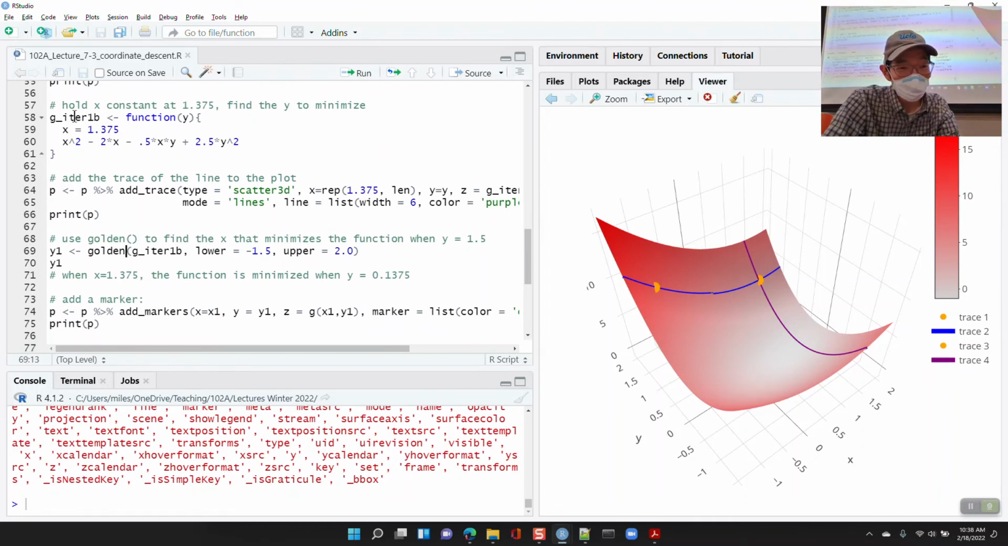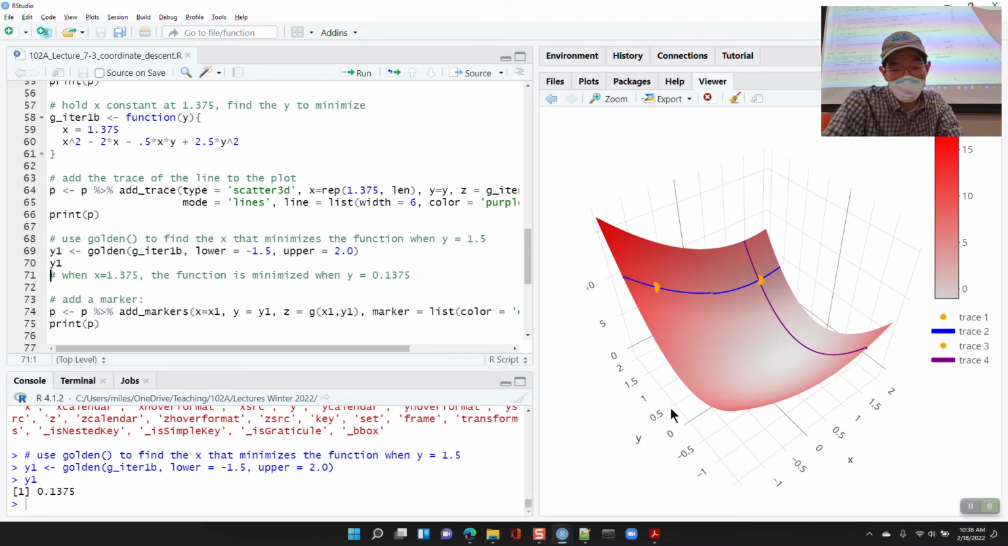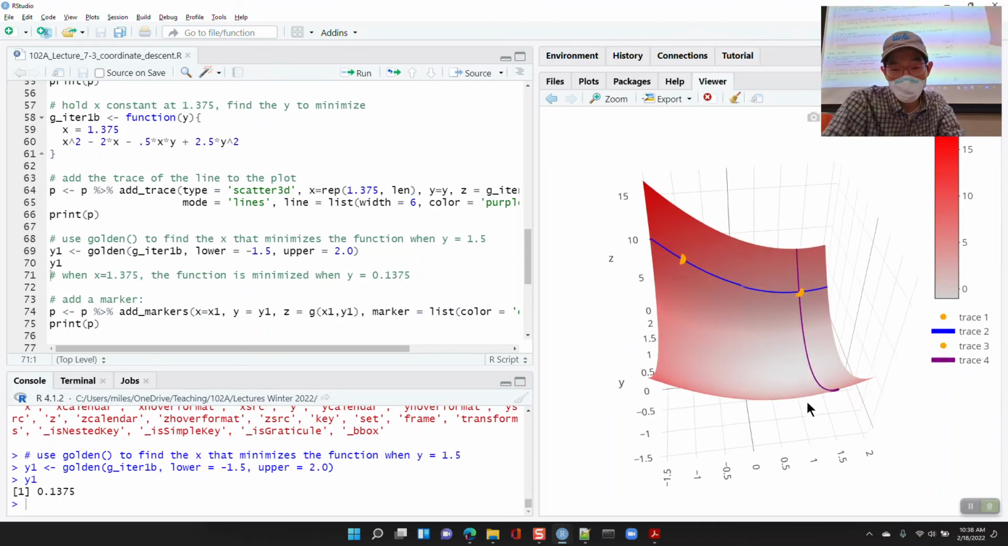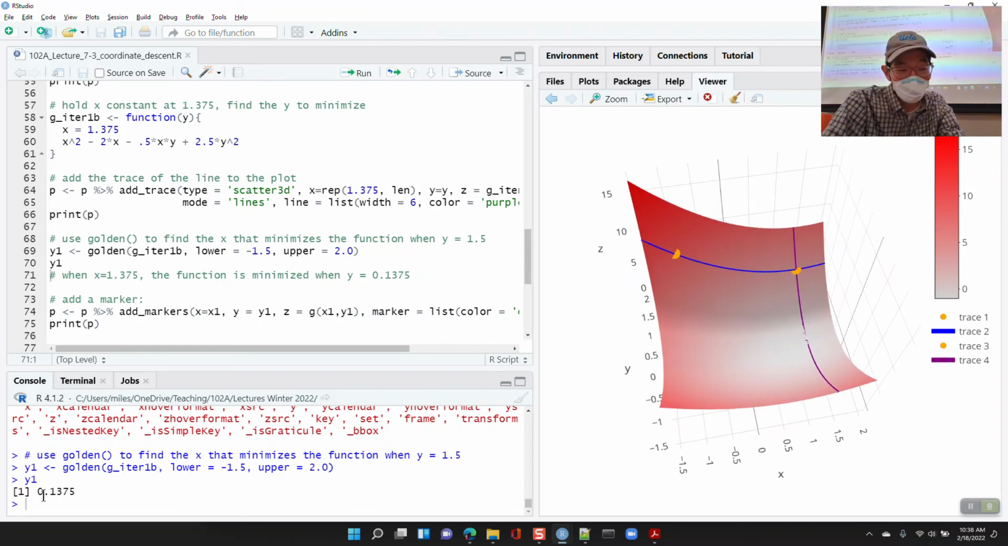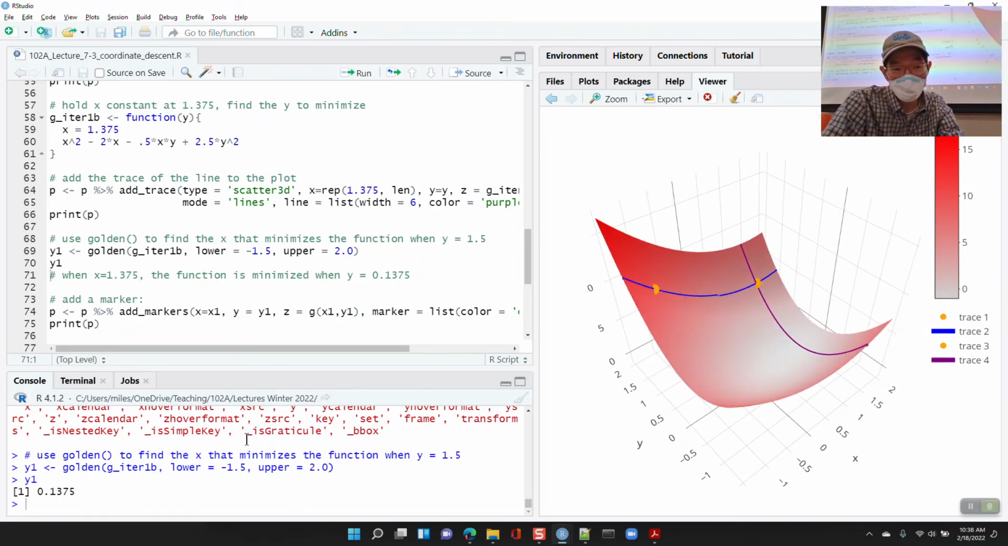Using golden section search, I'm going to use my function called g iteration 1b. X is locked in at 1.375. It returns the value of our parabola there. We're going to search from y equals -1.5 to 2. And it says when x is 1.375, the value of y that minimizes this is 0.1375. Okay. All right.